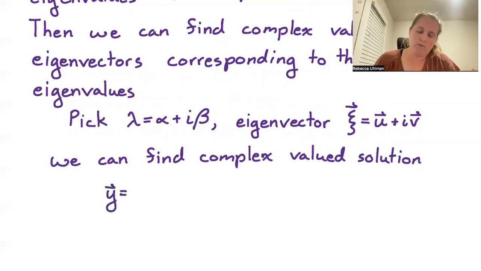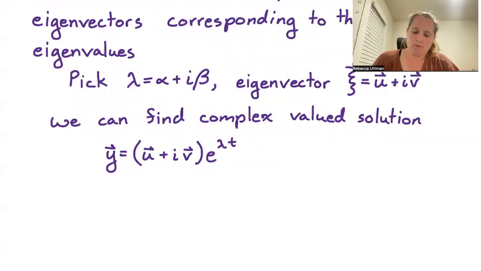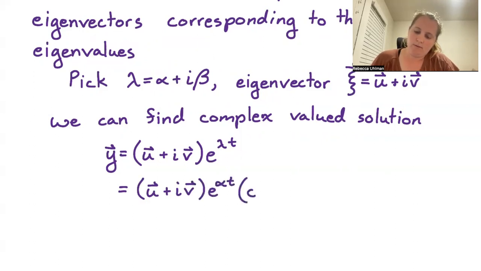Y is equal to u plus iv times e to the lambda t, which is, of course, u plus iv times e to the alpha t times cosine of beta t plus i sine of beta t.